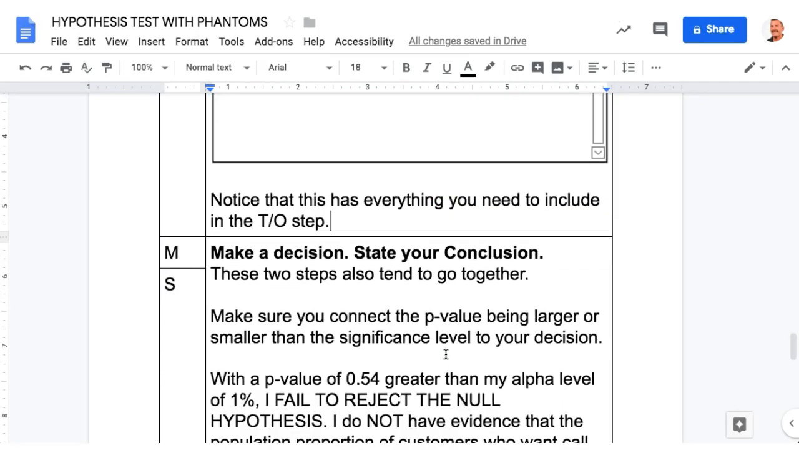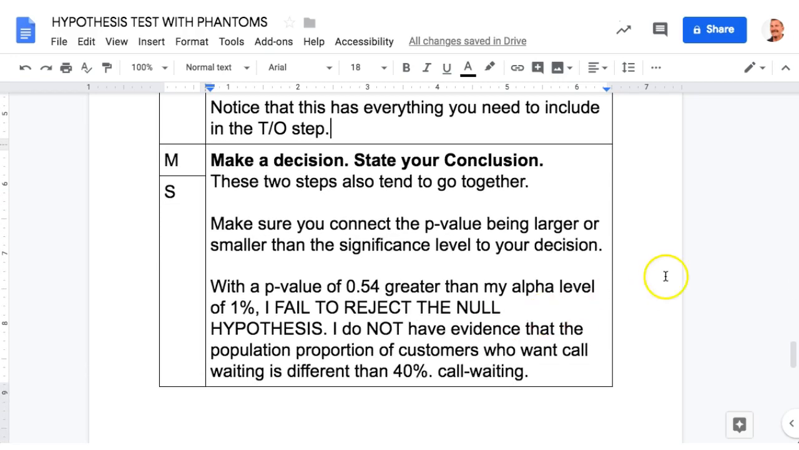And so the M and the S in PHANTOMS, make a decision and state your conclusion. Oftentimes these go together for grading purposes. So the thing I can suggest though is make sure that you connect the p-value and the size of the p-value, either being larger or smaller than the significance level. Make sure you connect that to your decision.